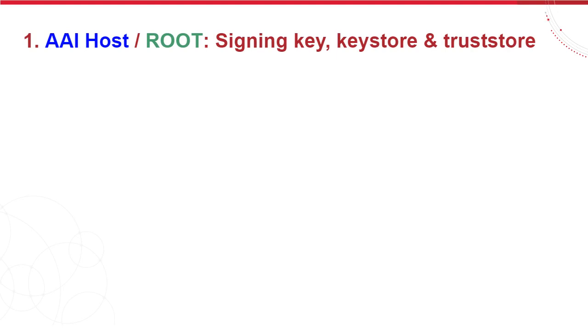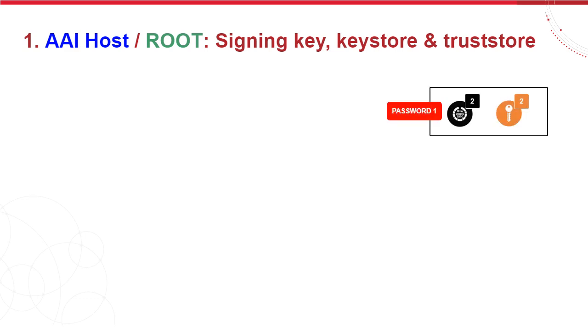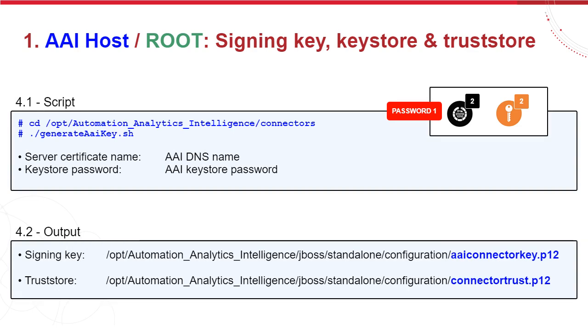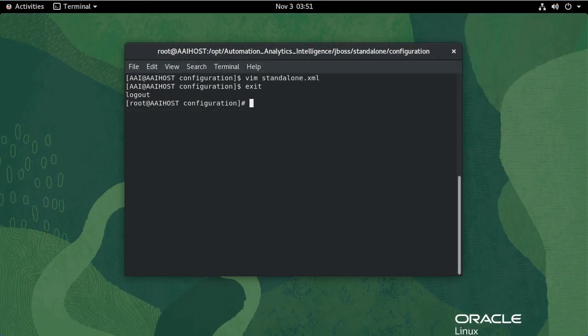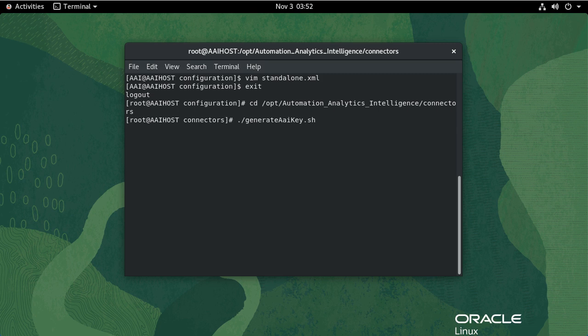We move on to TLS SSL for the connectors. We need to issue certificates to every framework-based connector. We need a signing key, key store, and a trust store to authenticate remote systems. We generate using the generate AAI key.sh script found in the connectors directory. The certificate name should be the name of the AAI host. The password should match the password of the AAI key store.